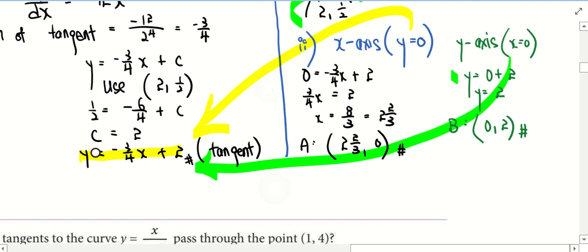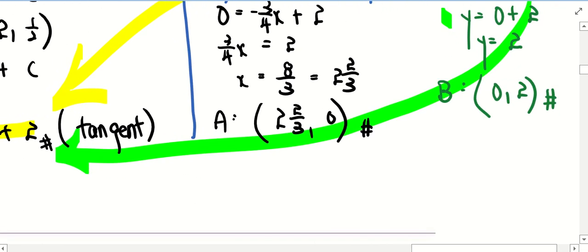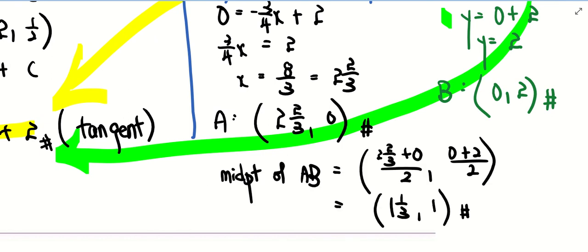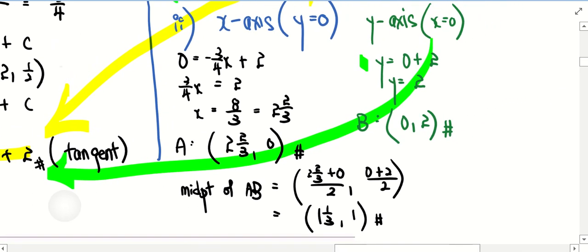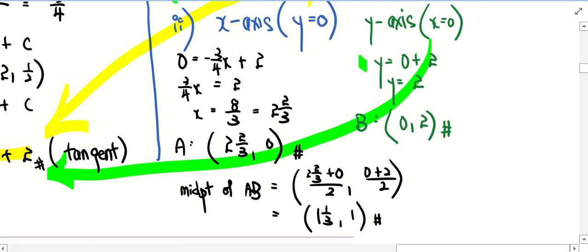We have found A, we have found B, but we are also told to find the midpoint. So use the midpoint formula, the average of the x coordinates and the average of the y coordinates. Okay, so after that, we have found the midpoint of AB. That will conclude the final solution for part 2.